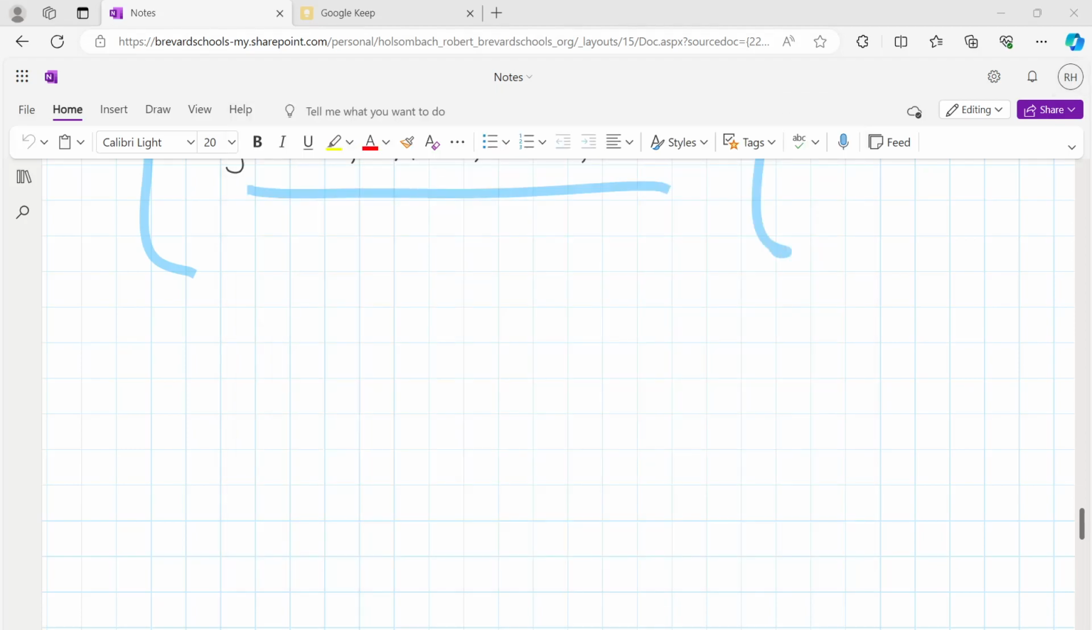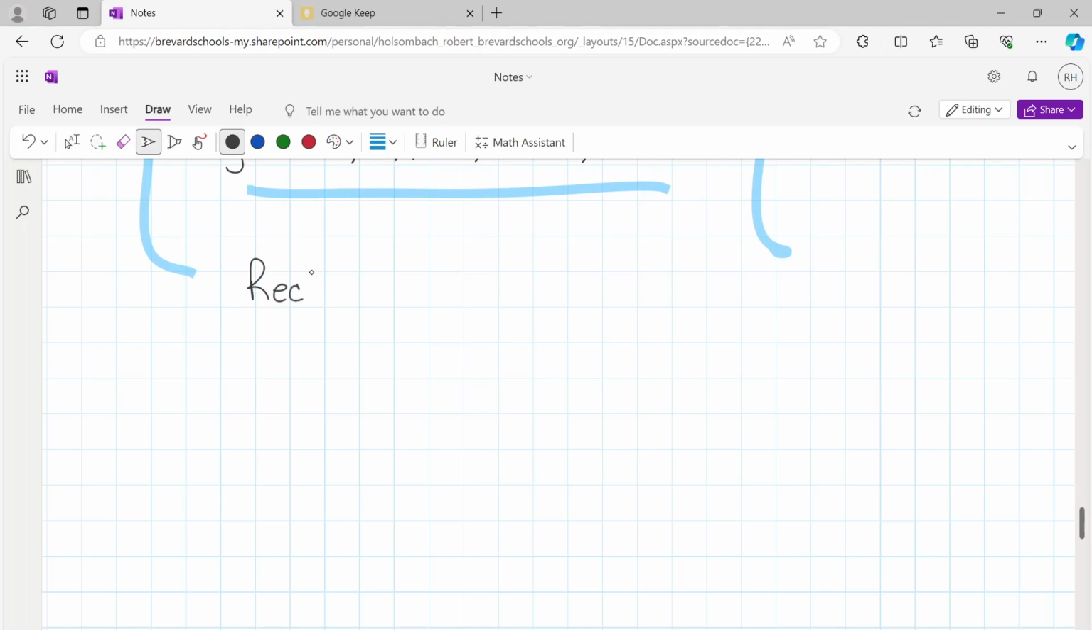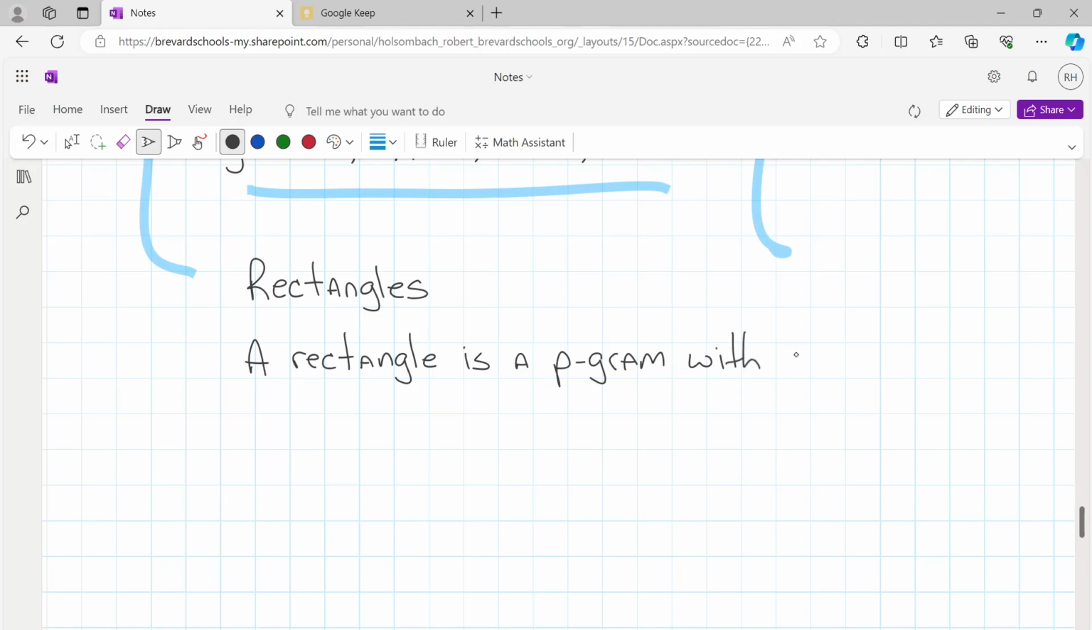All right, so on page 423 today, we're going to talk about rectangles. And a rectangle is a parallelogram with four right angles, and has the following properties.